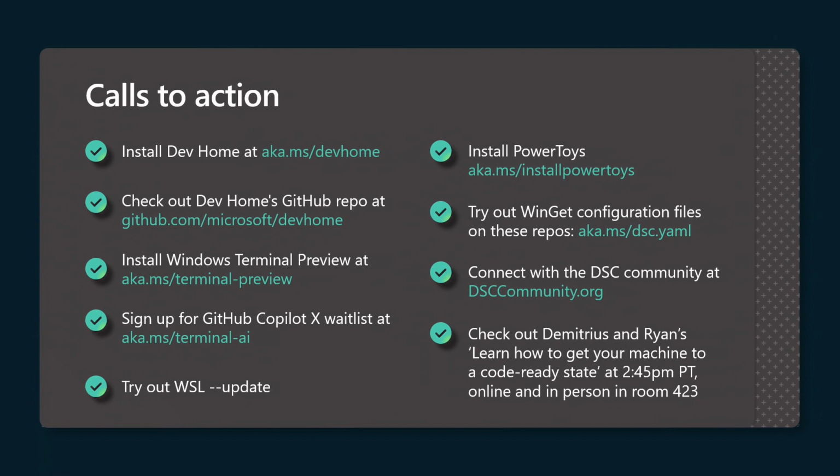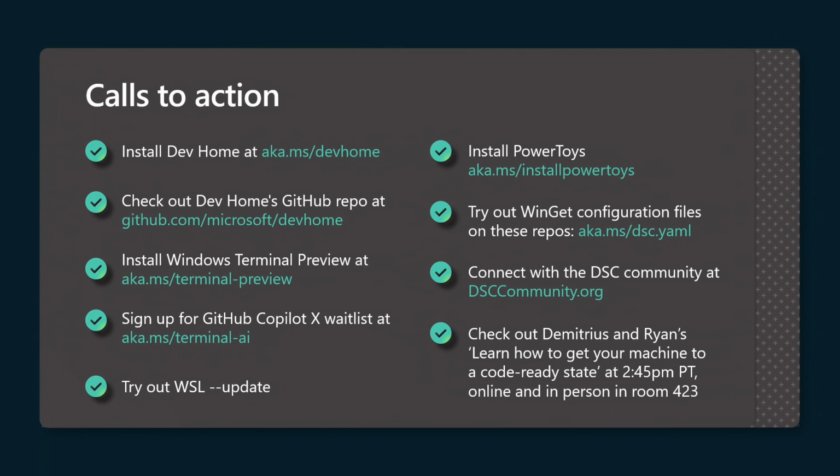So finally, we've got some ways for you to get started today. I know you're all eager to get your hands on all of these new features. So we encourage you to start by installing DevHome. Go to the DevHome GitHub and start taking a look at issues and start contributing. We'd also love for you to go and install the latest versions of PowerToys, Winget, WSL, and Terminal Preview. We've got a lot for you. So plenty of places to go get started.